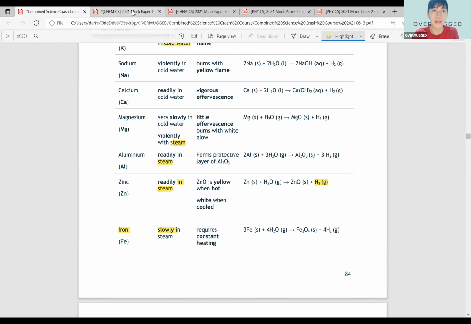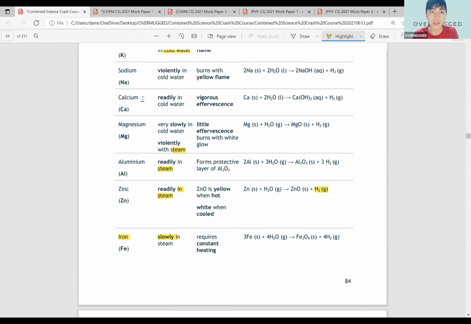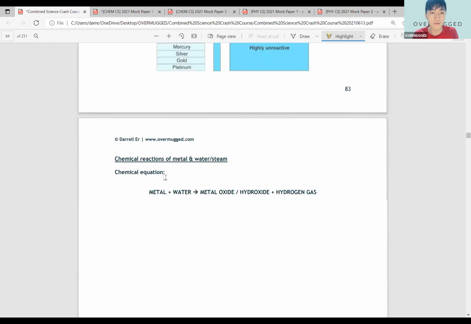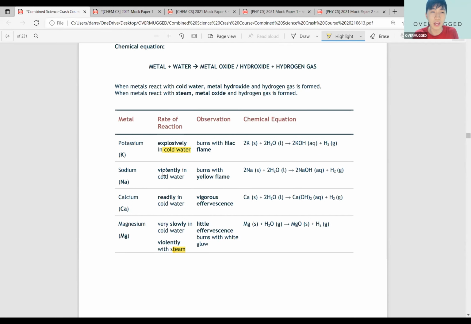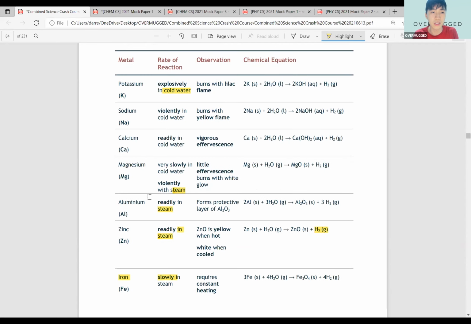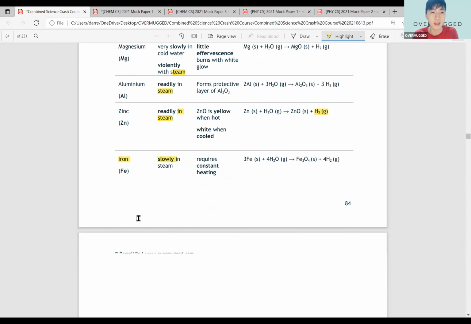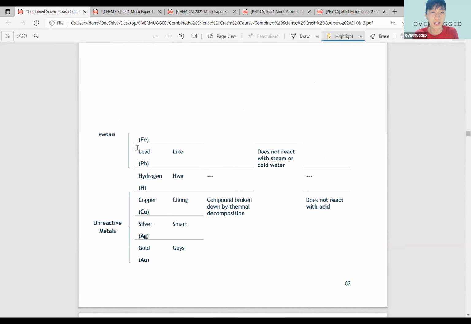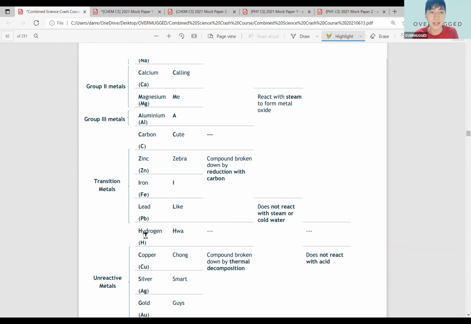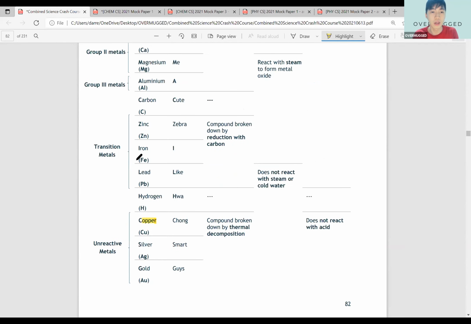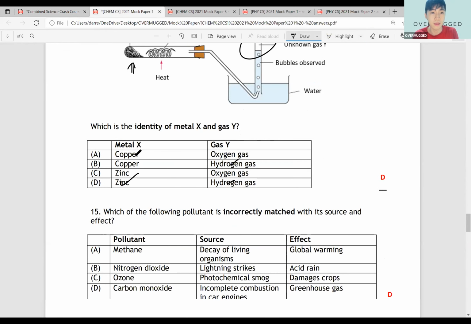So copper is below iron in the reactivity series, which is why it will not react with steam. See, copper is here, then your iron is here. So anything below iron, like lead and copper, will not react with steam, which is why the answer here must be zinc. Question 15, which one is incorrectly matched?